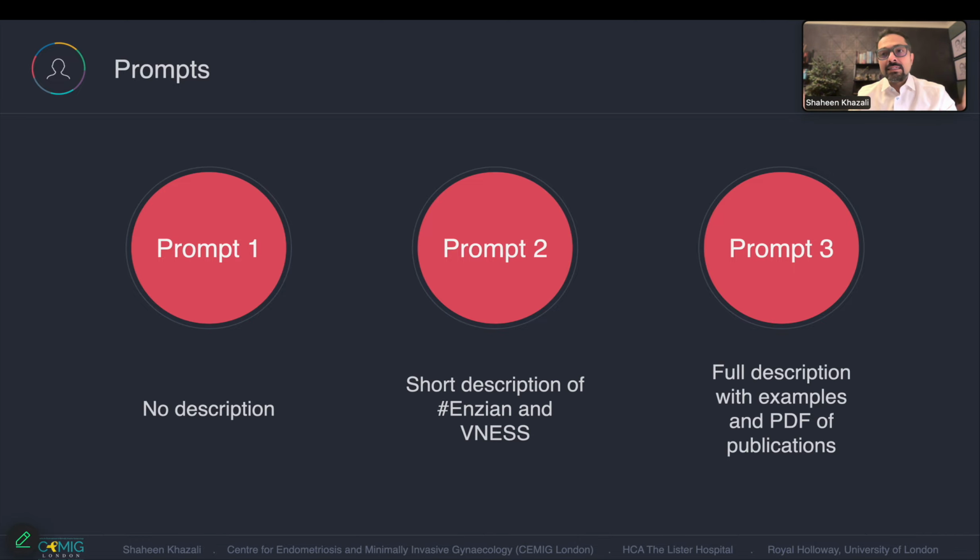The second time, and this is all from scratch, so the model does not remember the first prompt, we reset, and prompt 2 now says, here is the surgical narrative, and here's what VNESS is about, and here's what #NZN is about. But short, brief. Give us VNESS and #NZN. And then the third time, we gave it not only the description of #NZN and VNESS, we also gave it examples, and we fed it the PDF of the publications for the two systems.